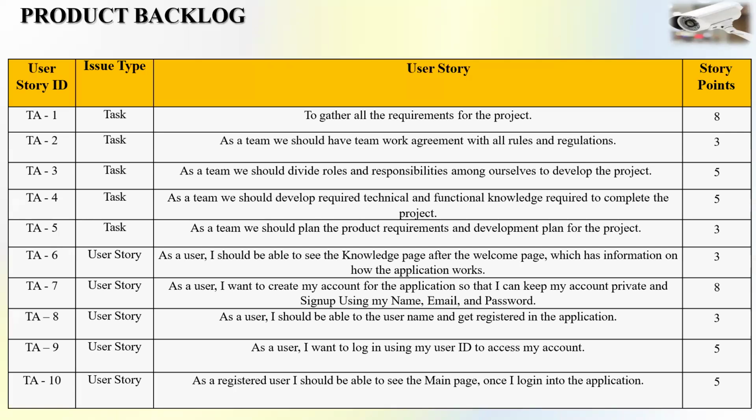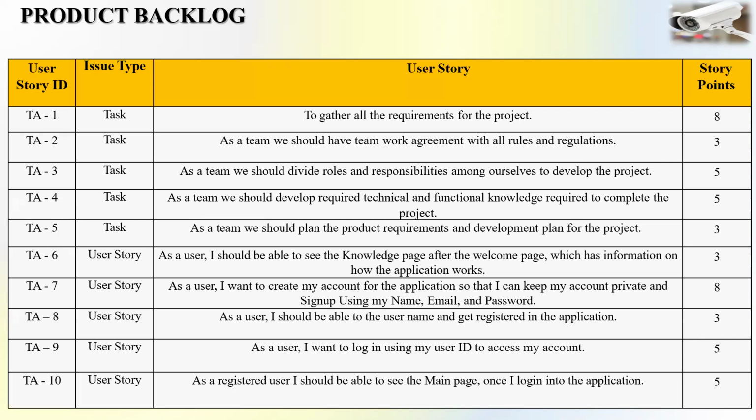Hi everyone. This is our product backlog, how we developed our tasks and user stories as per the requirement. We have given story points for each task, and I will explain the tasks one by one. So for task one, gather all the requirements for the project, we have given the story points 8.